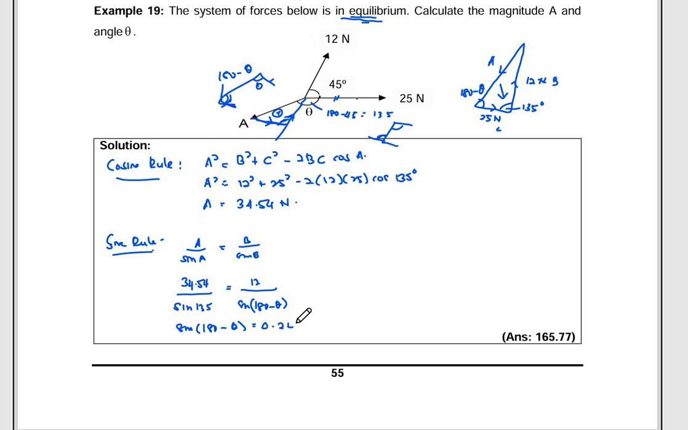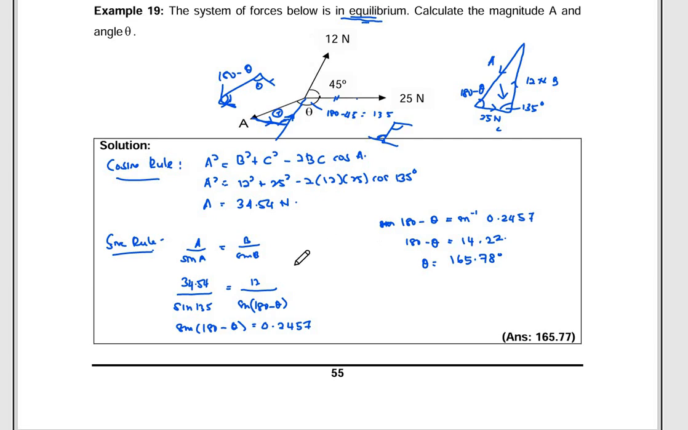value to 0.2457. Okay, sine inverse of answer, you akan dapat sine 180 minus theta. Okay, 180 minus theta adalah sine inverse of 0.2457. 180 minus theta is 14.22. So, theta is 180 minus 14.22. You akan dapat 165.78. Okay. Lagi sikit lah sebab kita rounding.